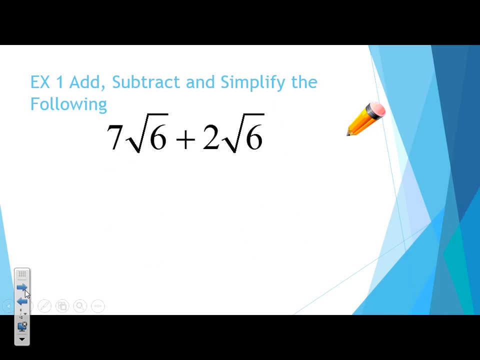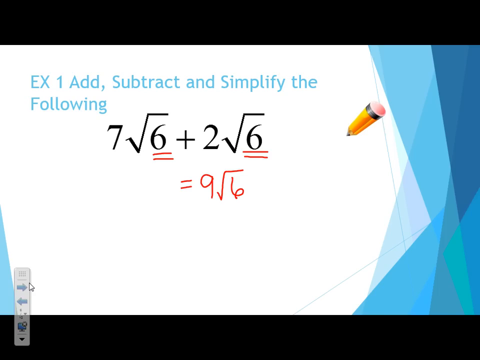So here's the first one in our example. Adding, subtracting, simplifying, whatever we need to do here. Let's take a look. It says I have 7 square roots of 6 plus 2 square roots of 6. I notice that the radicand underneath the radical sign there is 6. They're both the same. So 7 square roots of 6 plus 2 square roots of 6 makes 9 square roots of 6. Done. How many square roots of 6 do I have? 9 of them. 7 of them plus 2 of them makes 9 of them.